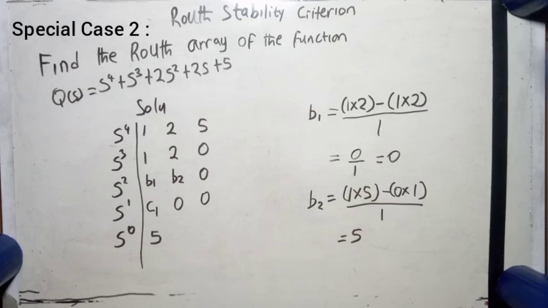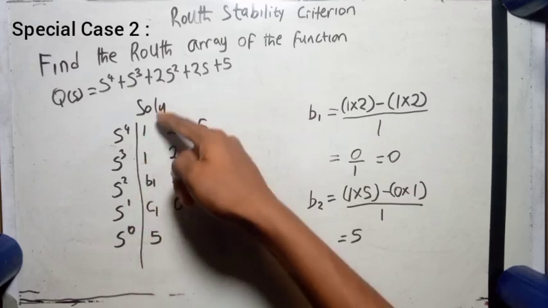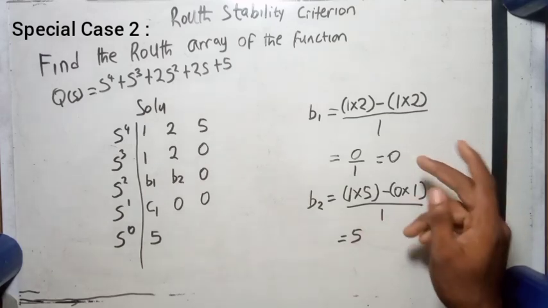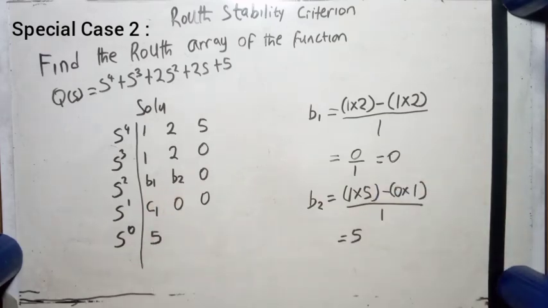Okay, now we are having 0 here and 5 there. Now that is an issue, because our 0 doesn't belong to either negative or positive. It is neutral. We are interested in sign mostly, especially of our first column in this Routh Stability Criterion. So this 0 that is neutral for our B1 is a problem. Now this is the second special case under Routh Stability Criterion.